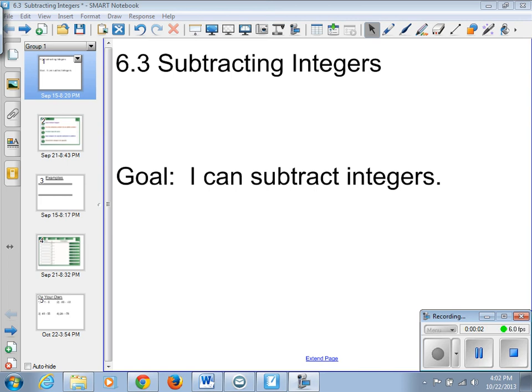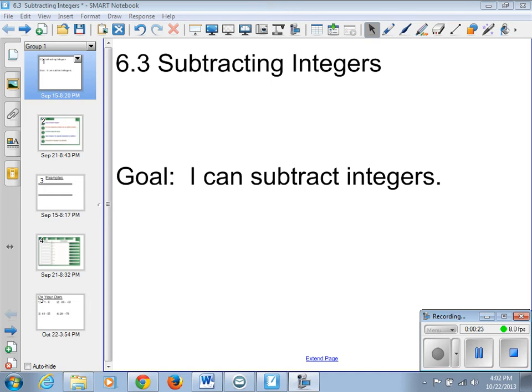Section 6.3, Subtracting Integers. The goal of this lesson is that you will be able to subtract integers. And my goal, personally, based on some feedback, is to not sound so much like a robot. I hope that I do better.